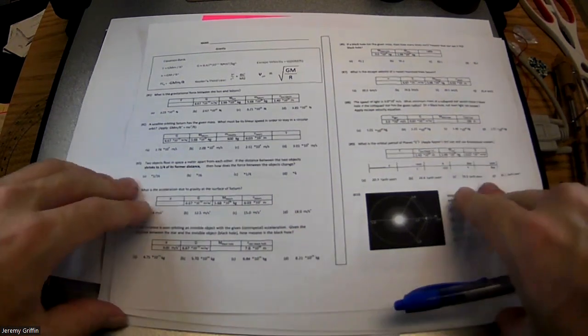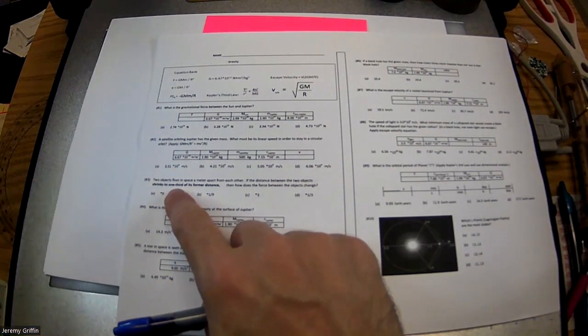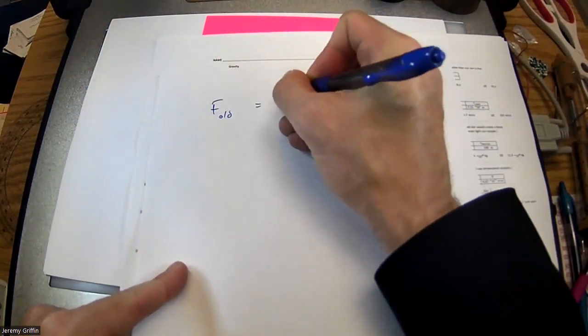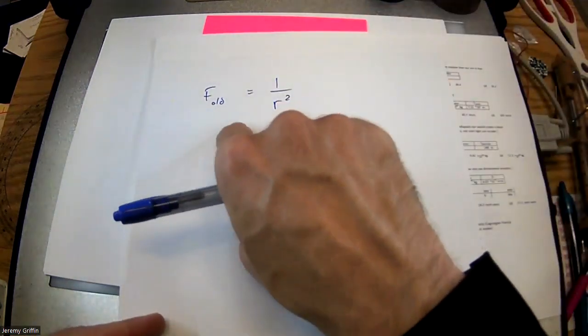Now, some of you guys have that paper, but again, there are lots of different versions floating around. So let's shuffle through here. I got one that says it shrinks to 1/3 of its former distance. Let's see what that would be. If the old force was just 1 over R squared, let's say GMM comes out to 1 unit of something crazy.